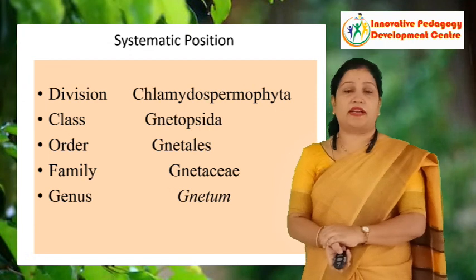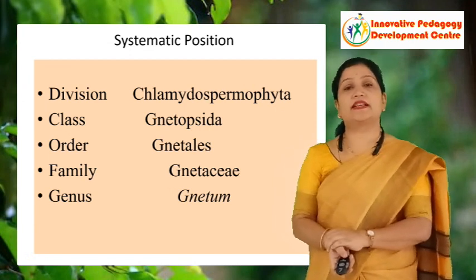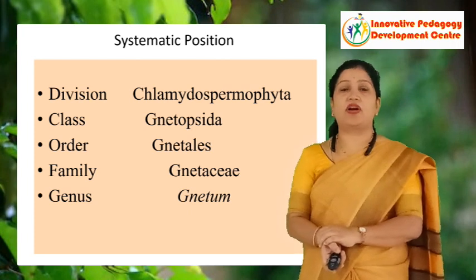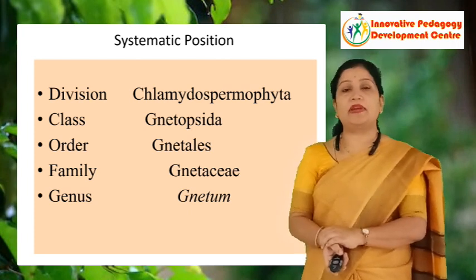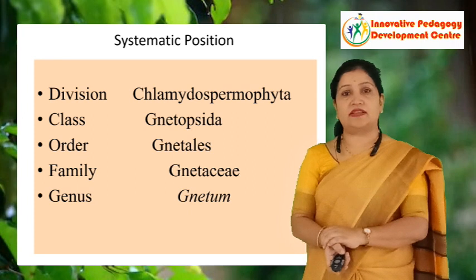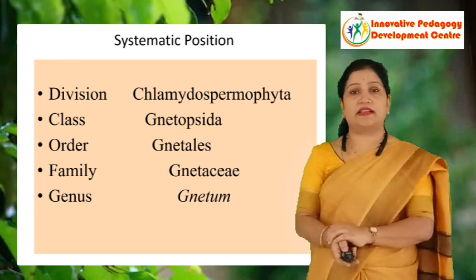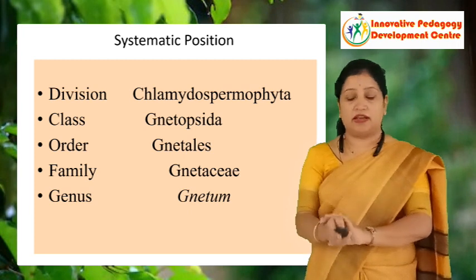Regarding the systematic position, the division is Chlamydospermophyta, class Gnetopsida, the order is Gnetales, the family Gnetaceae, and genus Gnetum, which is the sole genus, that means the single genus in the family Gnetaceae and order Gnetales.